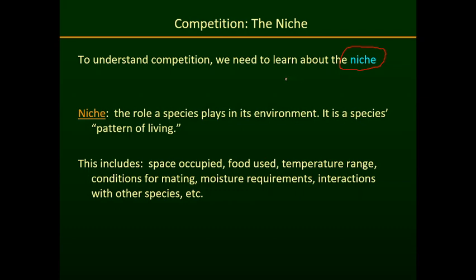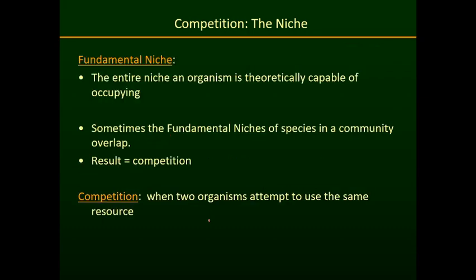And the niche is the role a species plays in its environment. I like to think of it as its pattern of living, because it's everything that species does that makes it unique from other species. That includes everything from the space it occupies, to the food that it eats, to the temperature range in the ecosystem, the conditions for mating, the moisture requirements, and so on. Lots of stuff you could list there, okay? It's basically an organism's pattern of living.